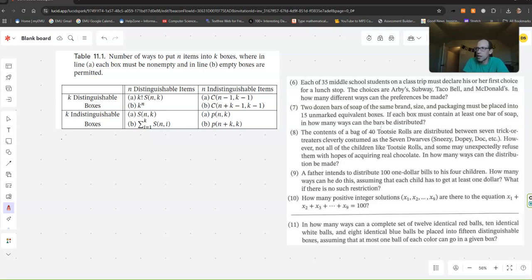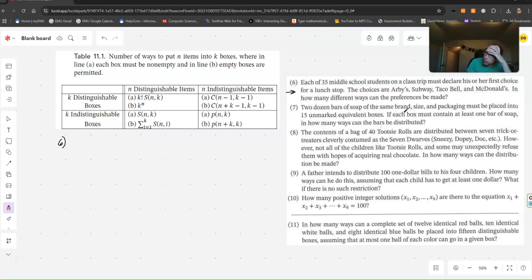So let's start with number 6. Each of 35 middle school students on a class trip must declare his or her first choice for a lunch stop. We have 4 different choices, and how many different ways can the preferences be made?